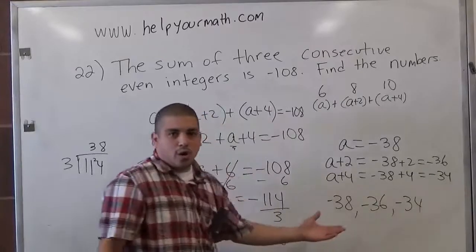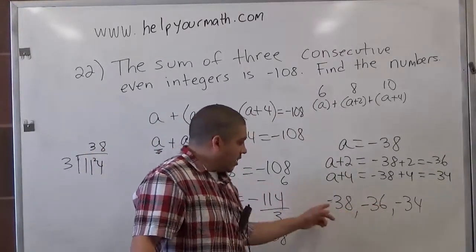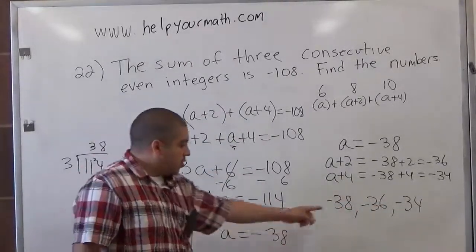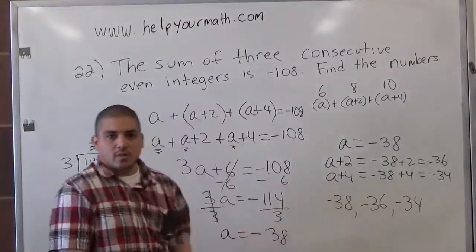And if we look over our work, it makes perfect sense, because these are consecutive even integers. Even though they're negative, they're still even because they're divisible by 2. So these are even integers, and they're consecutive even integers. That's it.